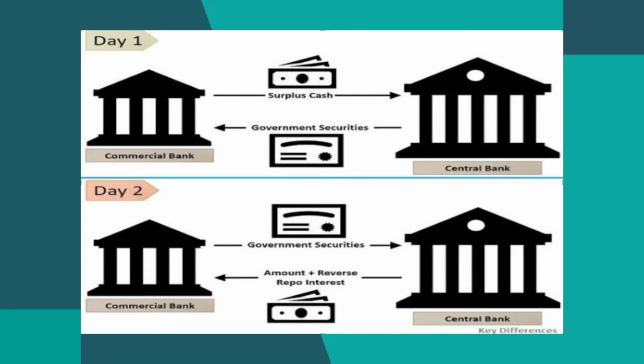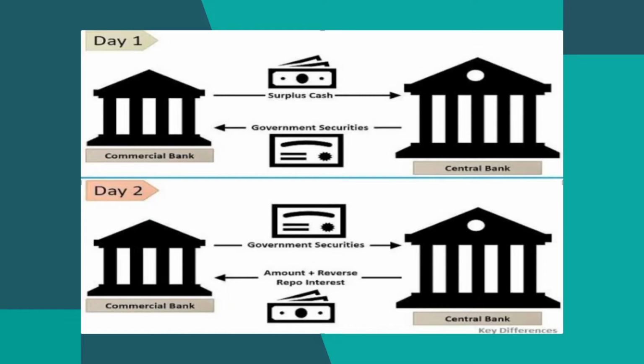So, sa first image, which is yung sa day 1, makikita natin na yung central bank ay nagbebenta ng government securities sa commercial bank. And in exchange ay nagbayad ang commercial bank ng kanyang surplus cash sa central bank. At dahil nga tenor ay overnight lang, sa day 2 ay binili ulit ng central bank yung government securities gamit yung ibinayad sa kanya ng commercial bank plus yung reverse repo interest o yung tinatawag na repo rate. So, ayun, sana mas maintindihan natin kung paano nga ba nag-work yung Overnight Reverse Repurchase Agreement.